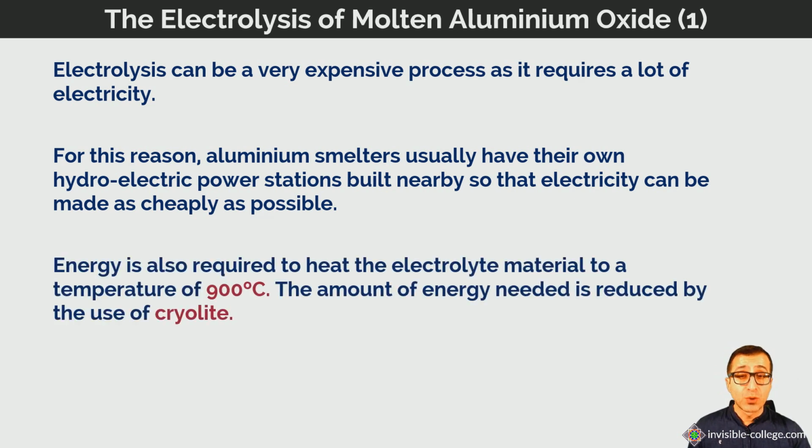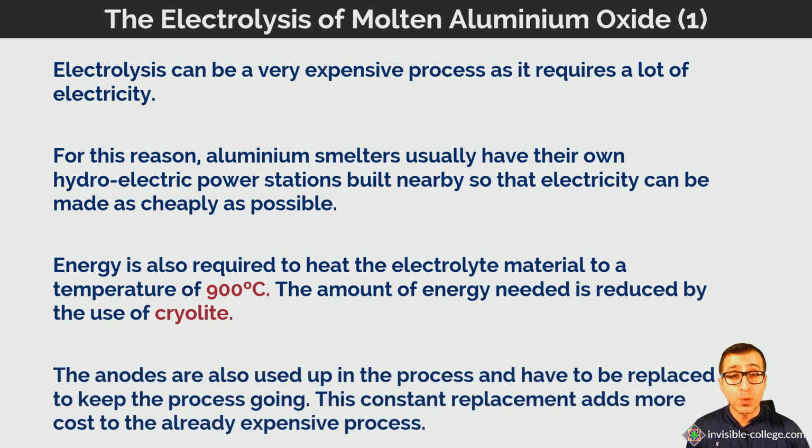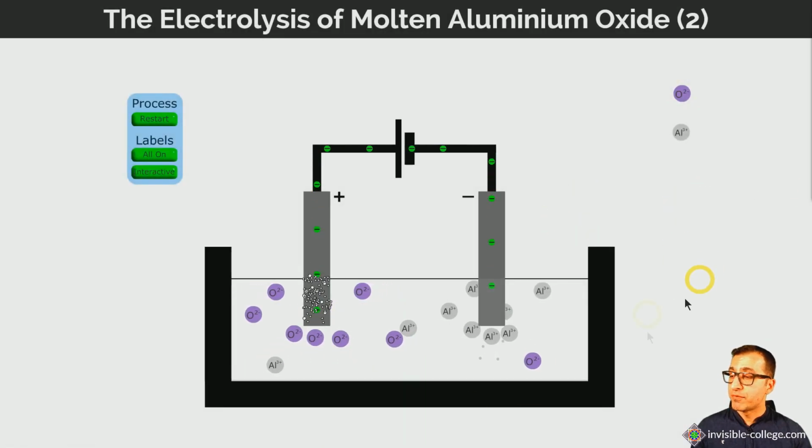Again, as I've said before, the anodes are also slowly corroded by the presence of oxygen, which reacts with the carbon in the graphite anode. So the constant replacement of the anode also adds to the overall cost of the production of aluminium from its ore. So again, we can visualize this in a simplified manner.